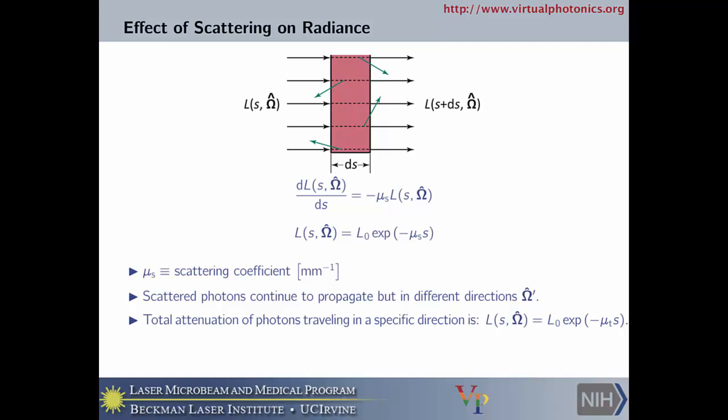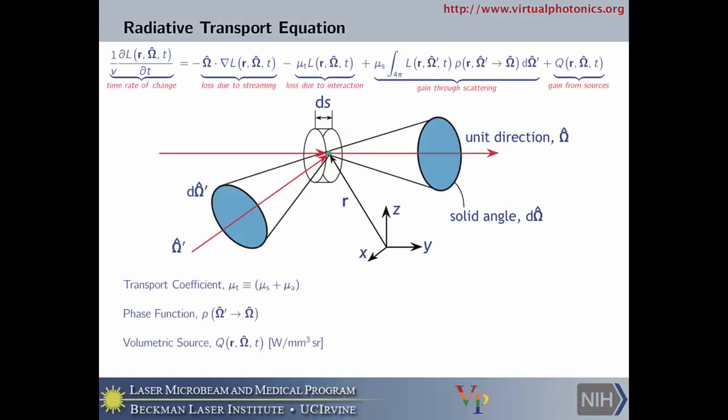Both mu a and mu s have units of inverse distance. It's basically the number of absorption or scattering events that you will have per unit length of propagation. So if something has a scattering coefficient of 10 per millimeter, it means that on average, when a photon travels a millimeter, it will on average undergo 10 scattering events, okay? Okay. So now the question is, how do you combine these simultaneously? And that's what the radiative transport equation does.